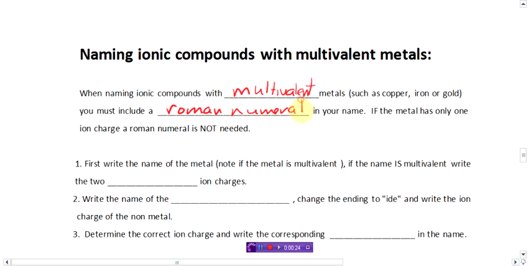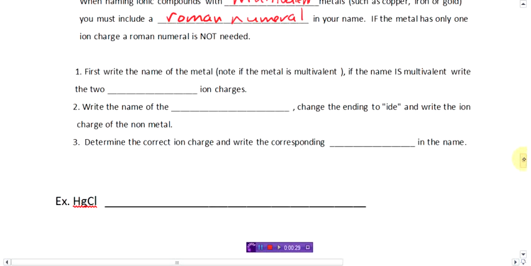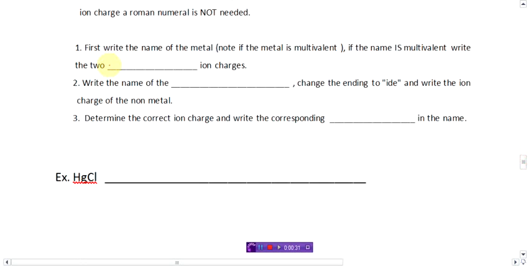If the metal has only one ion charge, a Roman numeral is not needed, and if you include it, it's going to be incorrect. So the steps are: write the name of the metal, note if it's multivalent, and if it is multivalent, write the two possible ion charges. Next, write the name of the nonmetal, change the ending to IDE, and write the ion charge. Determine the correct ion charge for the metal and write the corresponding Roman numeral in the name.